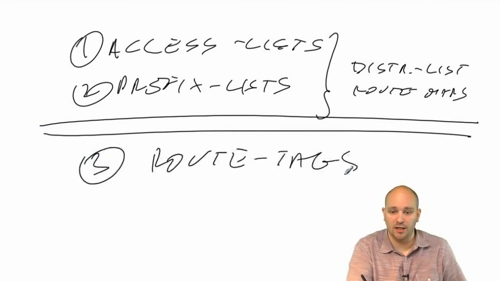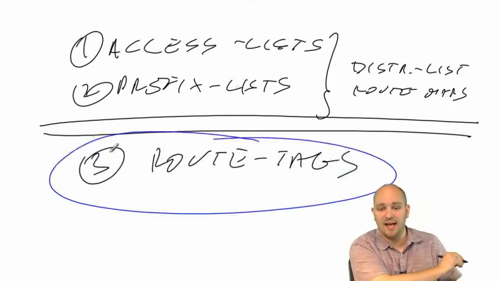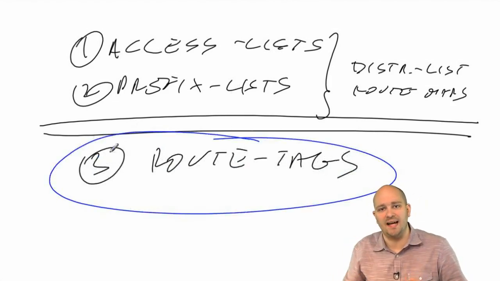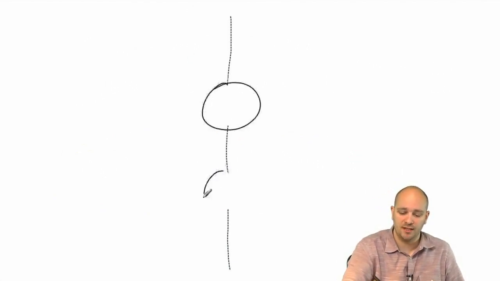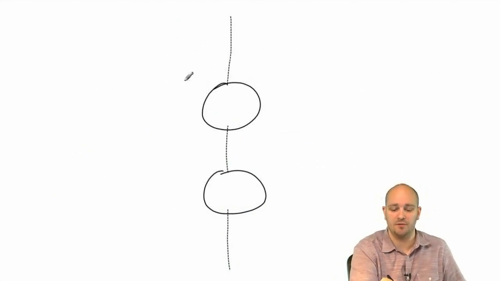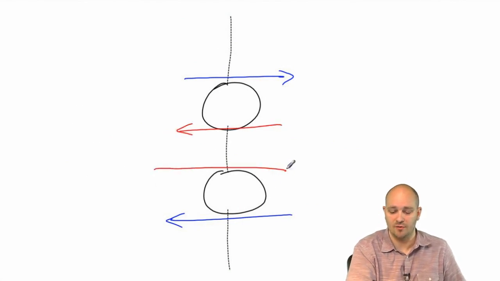So I already talked a little bit about route tags, but this is where route tags actually excel. This is where route tags actually have the biggest strength. So let me show you that example. Let's say that we had these two routing domains with two routers that are redistributing mutually between these two routing domains. So we have this redistribution direction and we have this redistribution direction here.